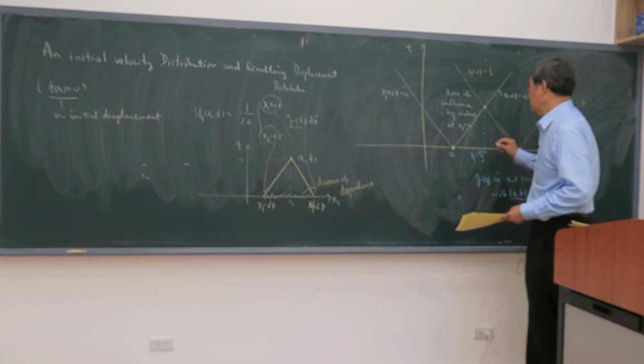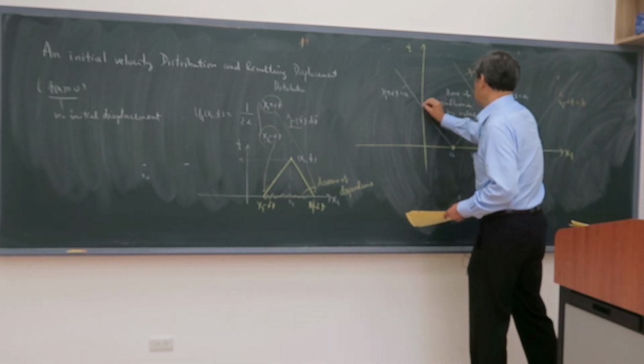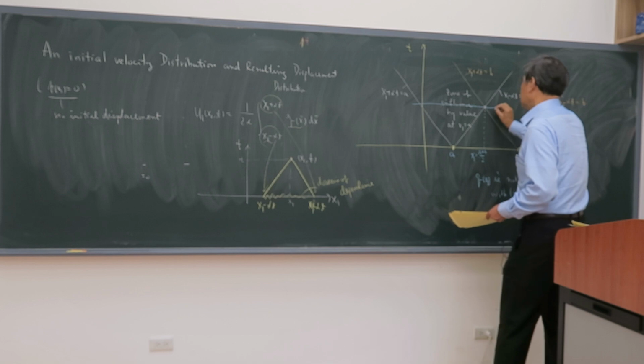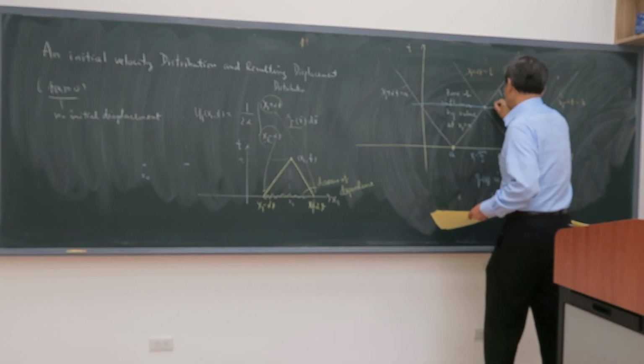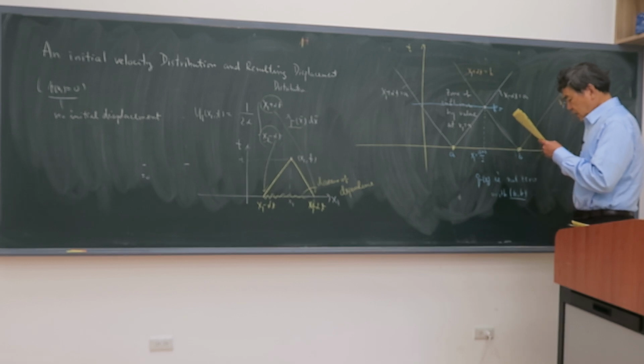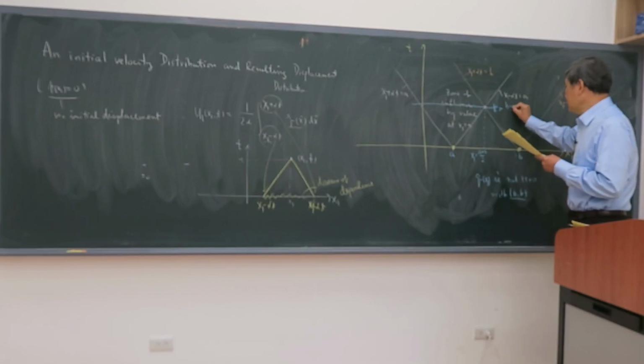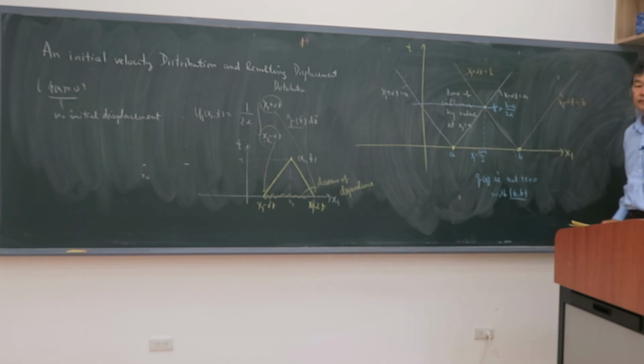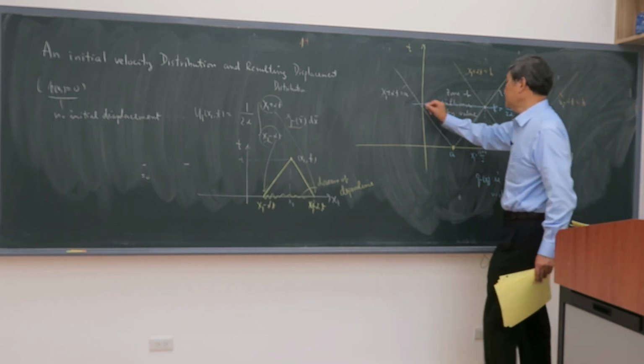And the t is equal to b minus a over 2 alpha. Okay? So this is a critical time interval.